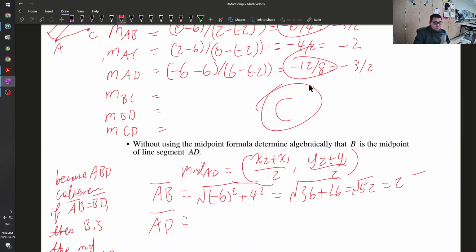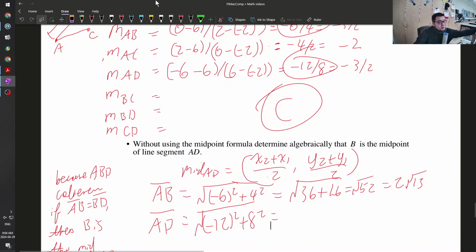Which is equal to 13. Yeah, seems about right. If it's not right, I'll comment, double check on it after. What is the length of AD? Again, negative 12 squared plus 8 squared. Well, that's some big numbers. Let's use my trusty calculator.